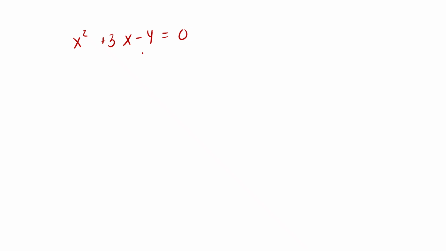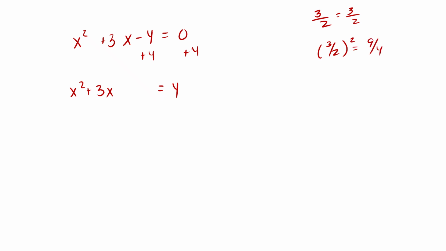I'm going to do the same thing. I'm going to kick the 4 over to the other side. Okay, so we end up with x squared plus 3x plus something, is equal to 4. And then we take that b value and we divide it by 2. But now, because b is an odd number, this doesn't really simplify for us. So, 3 over 2 is 3 over 2. And then we have to square the fraction to get 9/4.